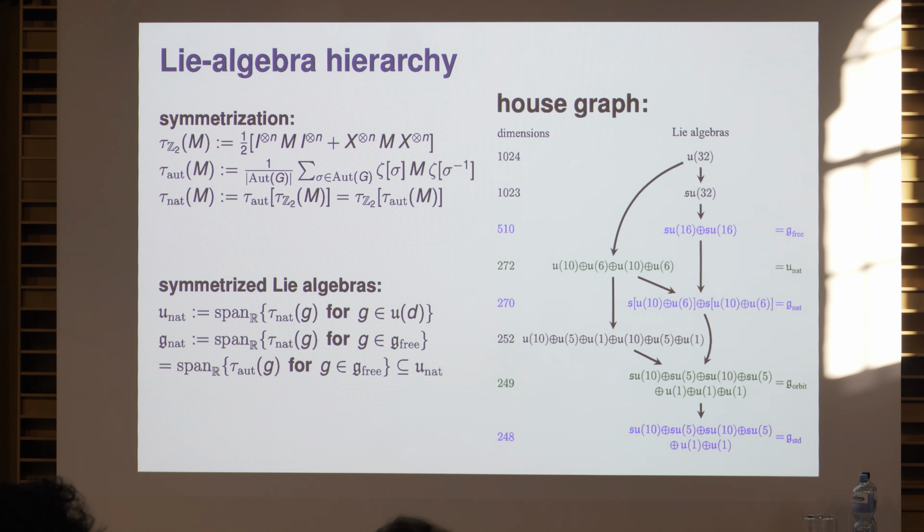Based on this, we are looking at certain symmetrization operations: symmetrization with the Z2, symmetrization with the automorphism, and then symmetrization with both of them, which is the natural symmetrization. From the unitary group, we can do symmetrization, and we get this U net, which reflects these natural symmetries. And we can do the same thing from the free generators. And now, for the house graph, we get this picture here.